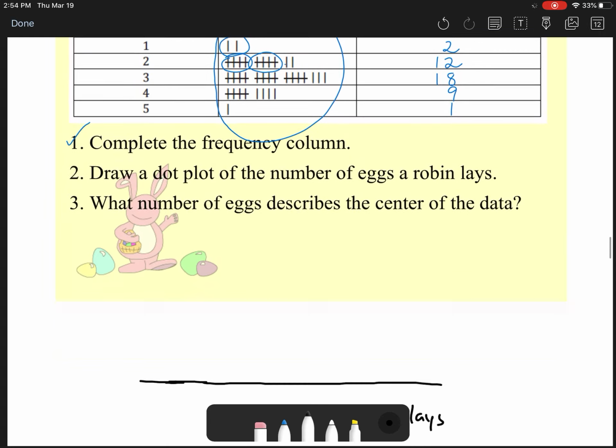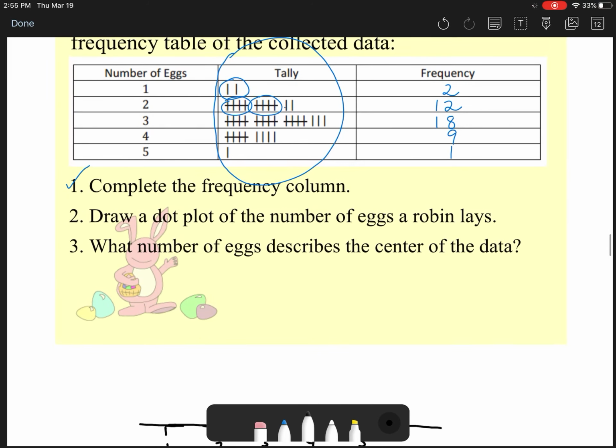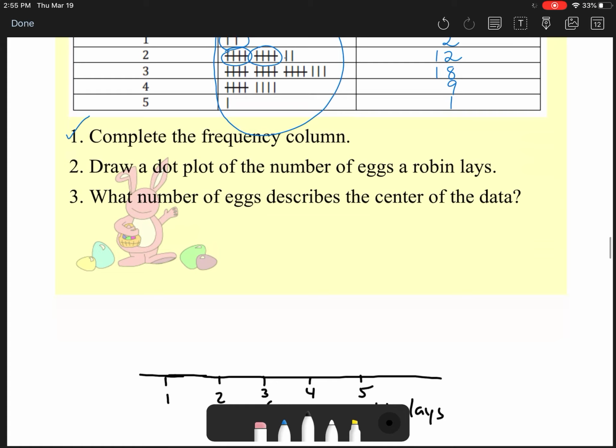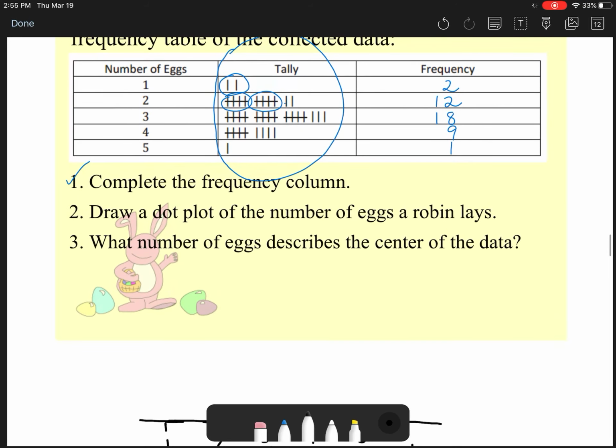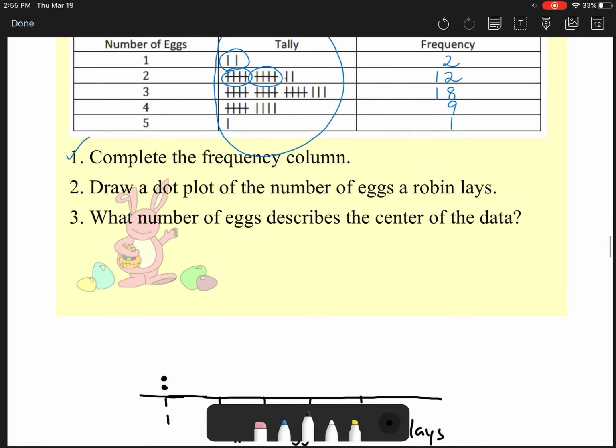We're going from 1 to 5. So this is 1, 2, 3, 4, and 5. Okay, so how many eggs? How many birds lay only one egg? That would be 2. We're looking at the frequency. So I am going to draw 2 circles above the 1.